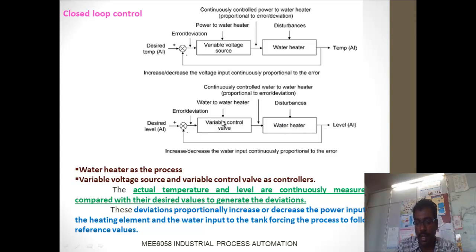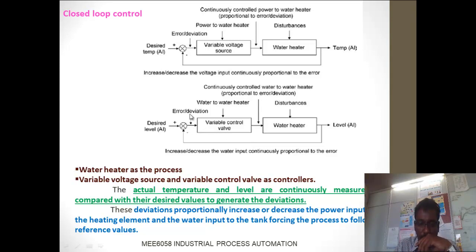Once the level is reached, the signal is given and the valve is shut down, so the water is not going to flow and it's maintained. So here, water heating is the process, and we have a variable voltage source to the water heater for the heating coil and a variable voltage source for the control valve as the controllers. The actual temperature and the level are continuously monitored and compared with the desired values to eliminate the deviations.